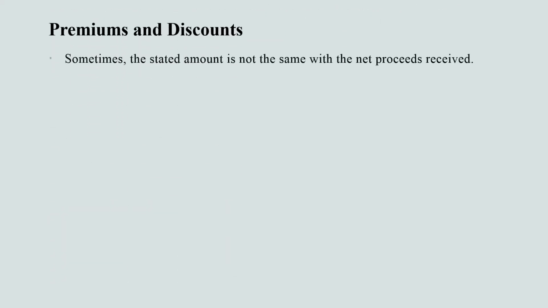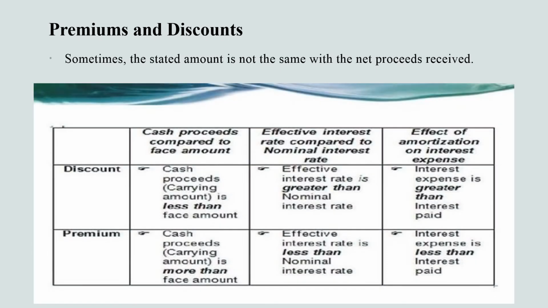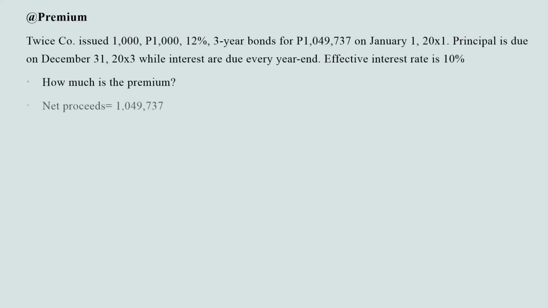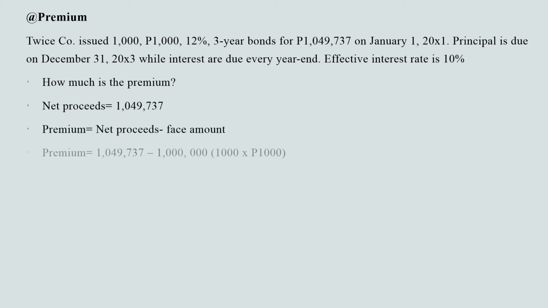Sabi dito, minsan daw yung stated amount ng bond na inisyu mo, hindi kapareha ng amount na matatanggap mo sa investor. Kaya nagkakaroon ng premiums and discounts. We know if it is discount or premium. Kung ang net proceeds ay less than face amount, for example, nag-issue ka ng 1 million bonds, tapos ang natanggap mo is less than 1 million, that is discount. Kapag naman ang net proceeds mo ay more than the face amount, for example, nag-issue ka ng 1 million bonds, ang natanggap mo ay more than 1 million, that is premium.